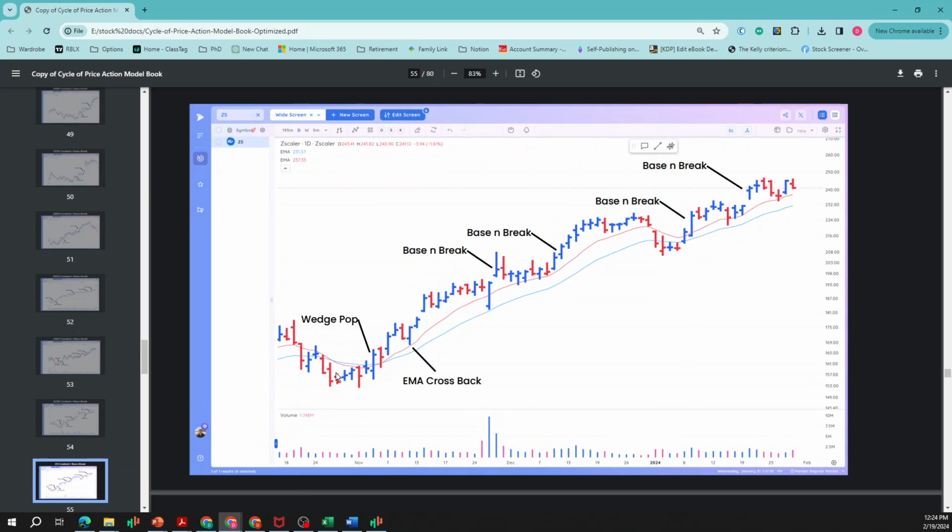As another example, you have the wedge, with the down sloping moving averages. It's wedging into them, and it pops up. Then you have this crossback to the moving averages. And again, like the basin break, it's a longer sideways consolidation as it moves along the uptrending 10 and 20 moving average.